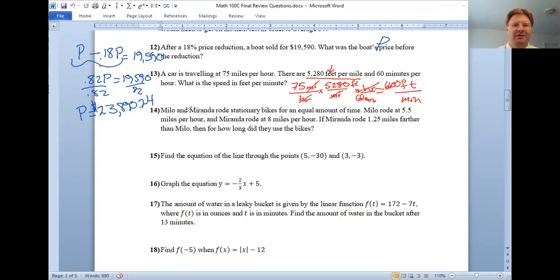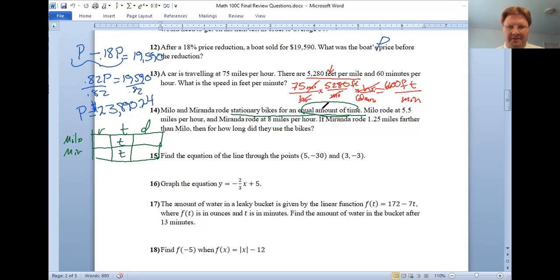Number 14, Milo and Miranda both rode stationary bikes for an equal amount of time. Oh, that's important. Okay, let's set it up. We've got Milo and Miranda, and here's our box. Maybe you've forgotten the box, but this is rate times time equals distance. Good. And we know that Milo and Miranda were both in there for the exact same amount of time. Milo rode at 5.5 miles per hour, and Miranda rode at 8 miles per hour. Okay, so let's fill out the chart right now.